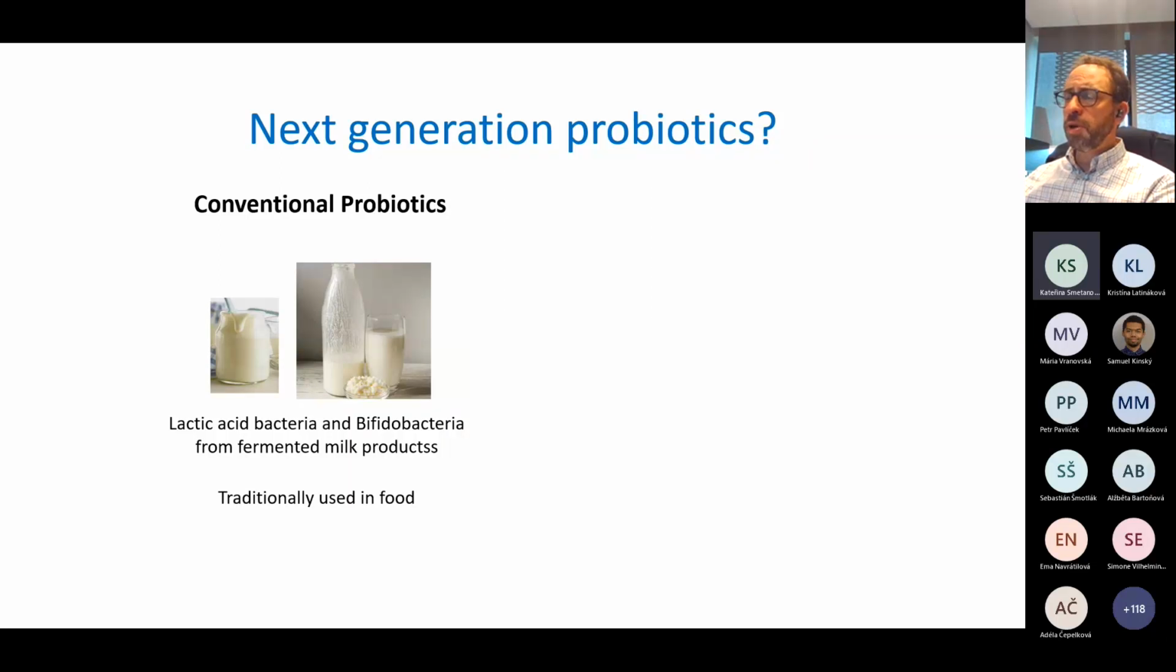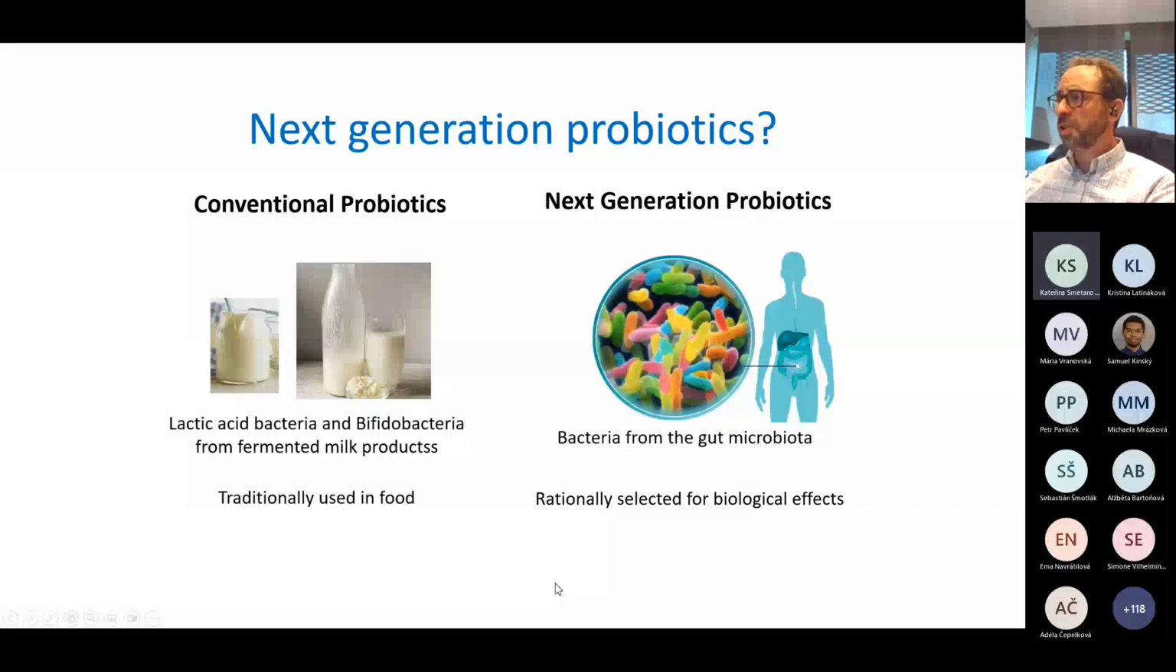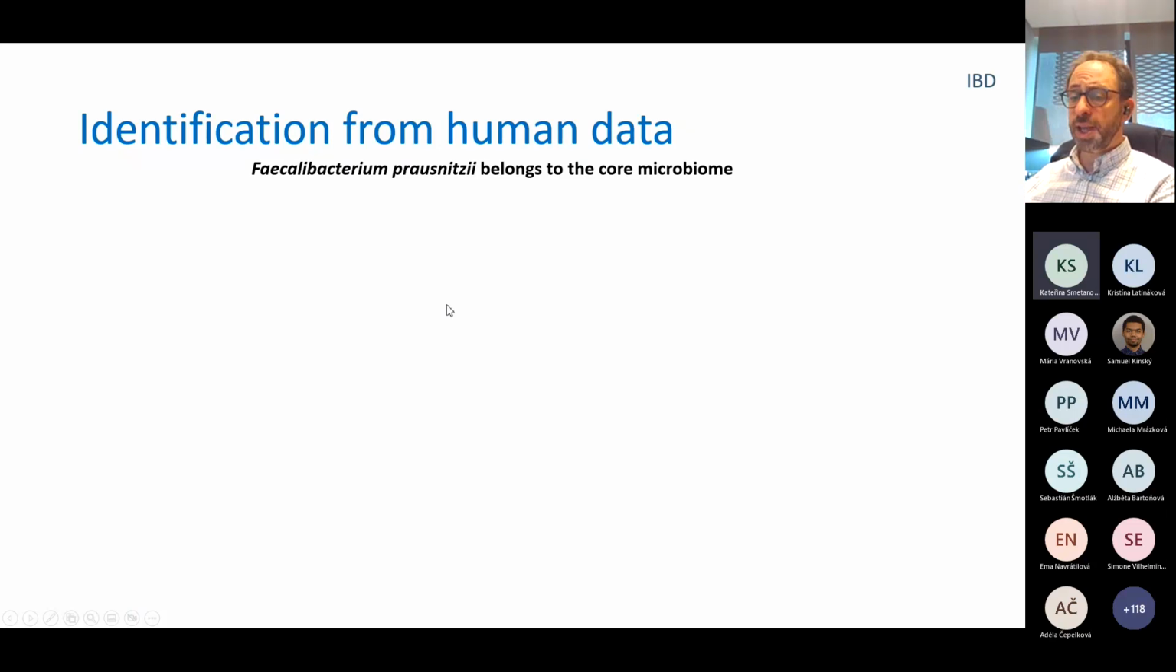But now there is a development of a new class of probiotics called next generation probiotics or live biotherapeutics products. And these microorganisms, instead of coming from dietary sources, are isolated from the gut microbiota itself and rationally selected for biological effect. So, of course, when you think of an intestinal bacteria, it's probably more efficient to have effect on health than a bacteria isolated from a cheese, for example. So here is one example of this next generation probiotics.